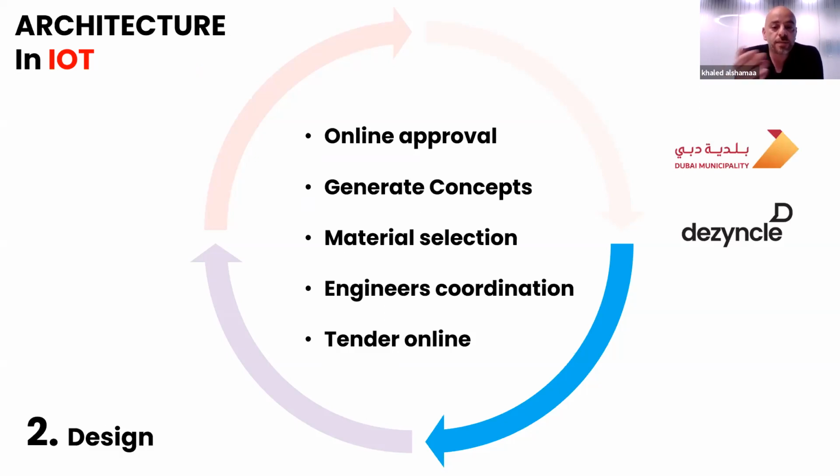To generate concepts and to select materials, then coordinate with engineers up to the tender phase, you can use Designical.com. A year ago, we launched Designical.com as a crowdsourcing online platform that offers a solution for clients and designers, where you can generate concepts from global designers. You can select material easily. You also can hire your contractors. And in the future, you will be able to procure the materials directly from the source.